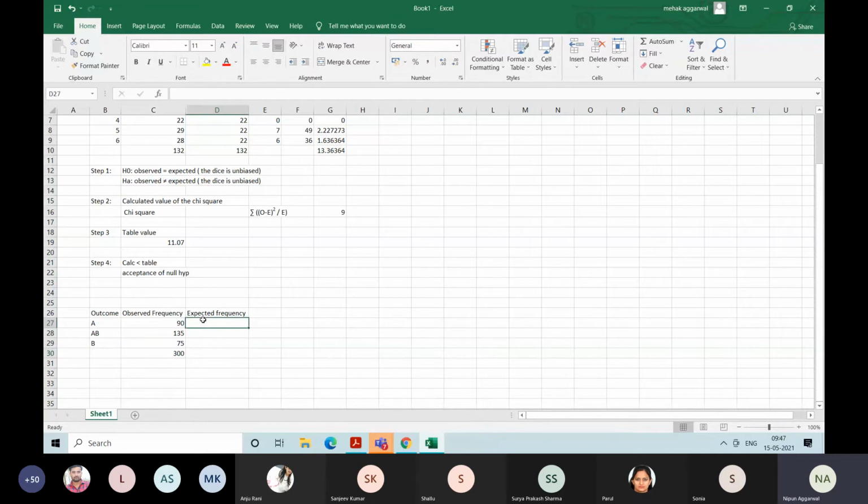Fine. Expected frequency is 25, 50 and 25. So 25% of again 300 is 75. Then 50% is 150, and then again 75. So again the total comes out to be 300. So only the difference comes in the distribution part. Observed is saying this distribution and expected is saying this distribution.